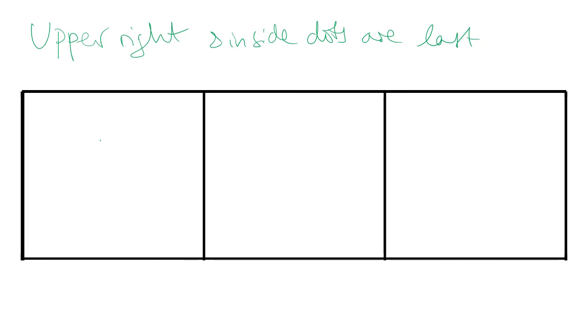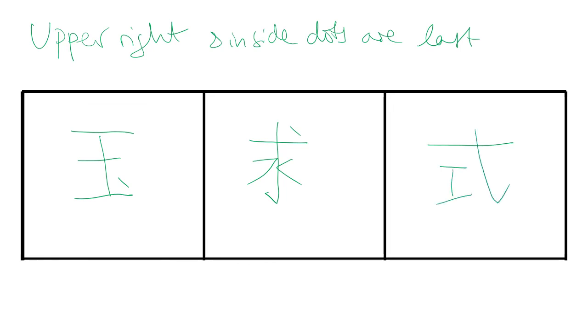And the last rule, upper right and inside dots come last. So, for example, here we go. This is jade. This is to seek or to look for. This is a model or a pattern.